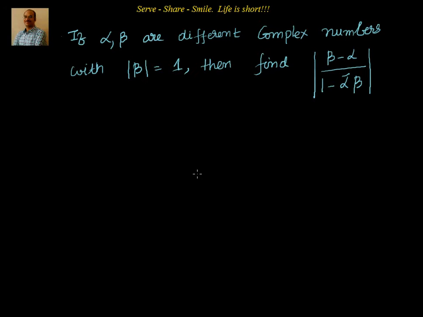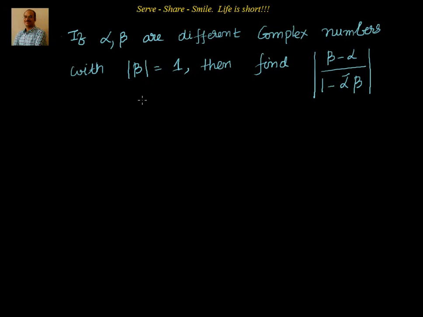Hello friends, welcome back. Let's look at this interesting example related to complex numbers. We have been given that alpha and beta are two different complex numbers, with the modulus of one of the complex numbers equal to 1. We have to find out the modulus of (beta minus alpha) by (1 minus conjugate of alpha into beta). So we have to find out this value.